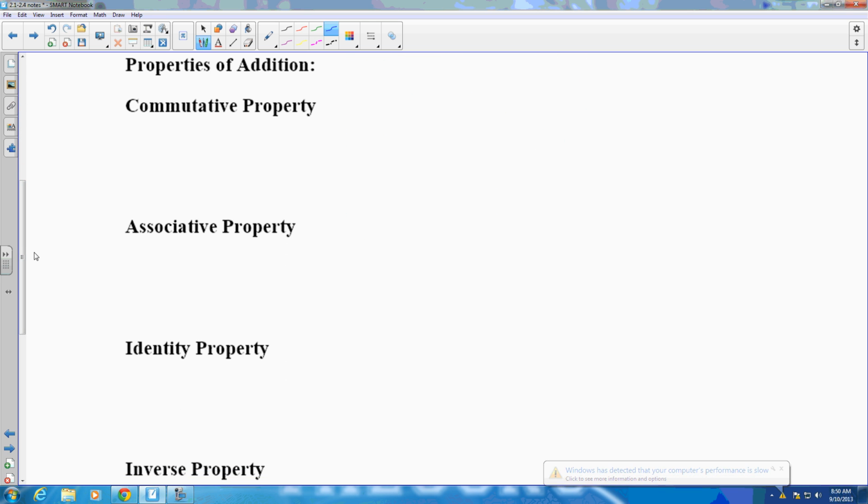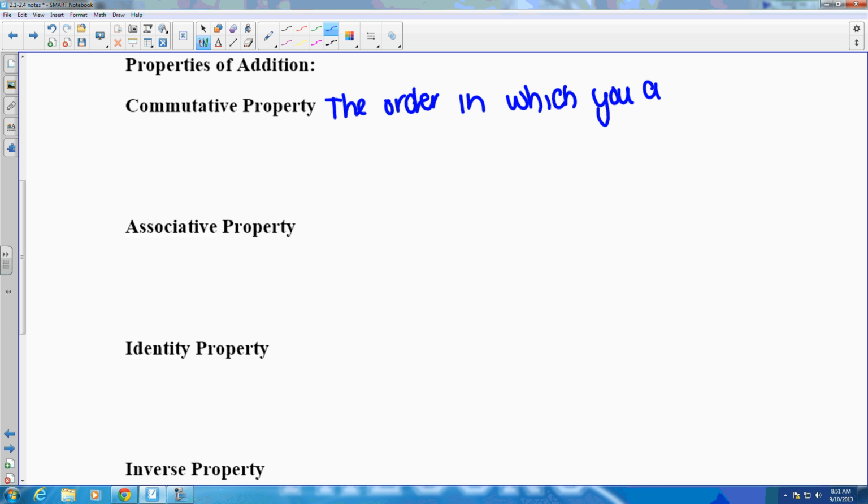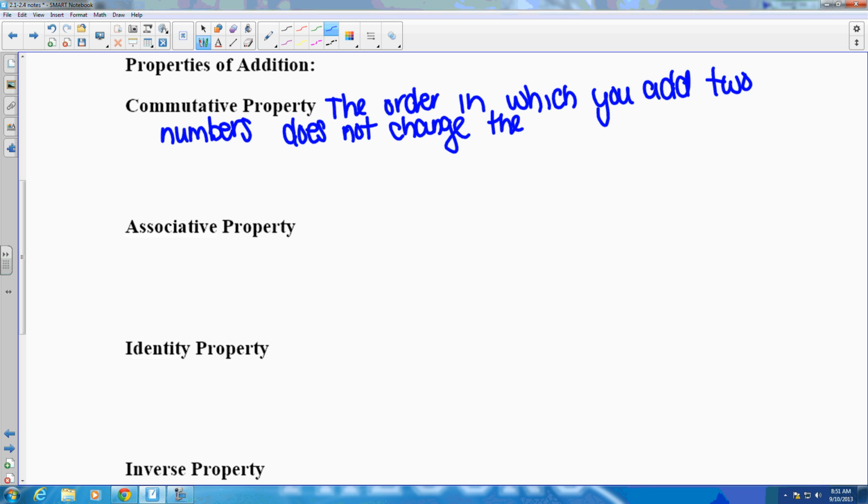Okay, some properties of addition. The commutative property: the order in which you add two numbers does not change the sum. So we're going to state this a little bit more clearly. We add A and B, we can also do B and A, and it's going to be equivalent.